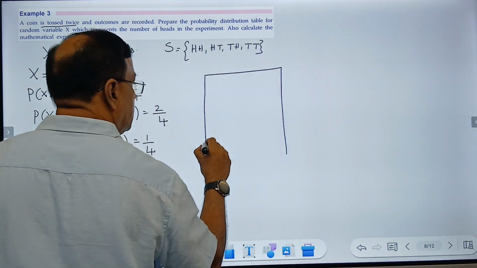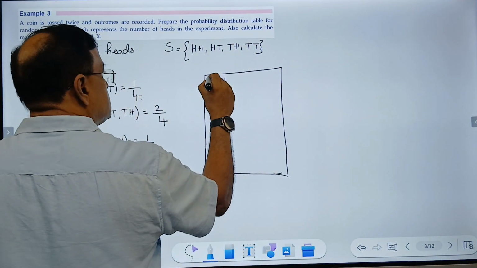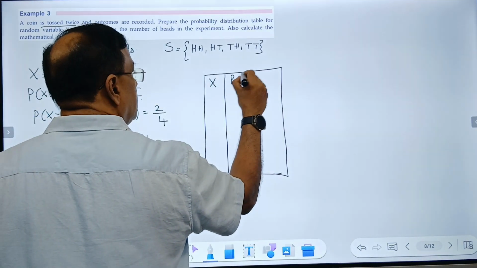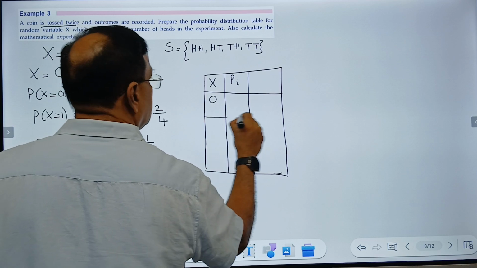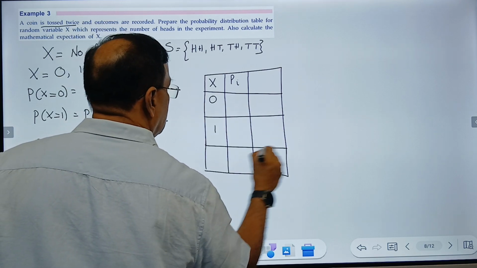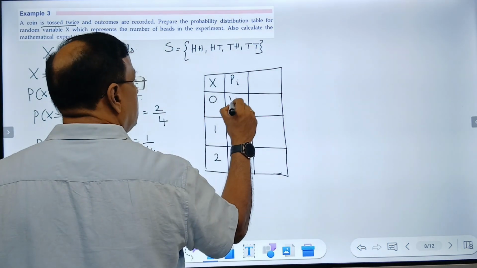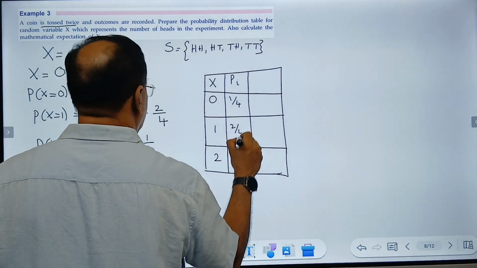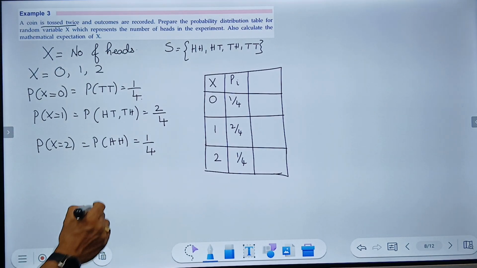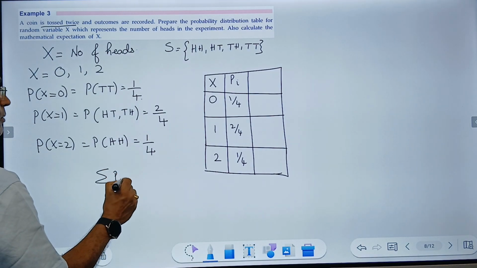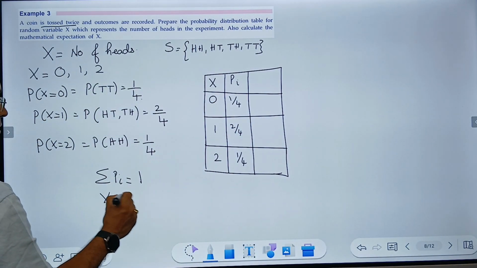Now what does the table indicate? The table will have xi, it will have pi. What are they? You can have 0, 1 and 2. And what are the probabilities? 1 by 4, 2 by 4 and 1 by 4. Is x a random variable? Let us check that. Sigma pi. What is sigma pi? If I total them, I get 1. Therefore, x is a random variable.